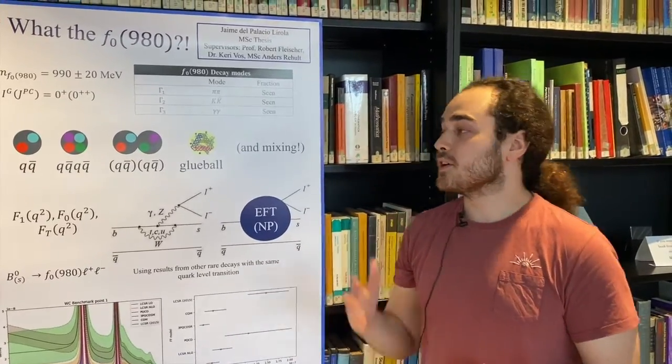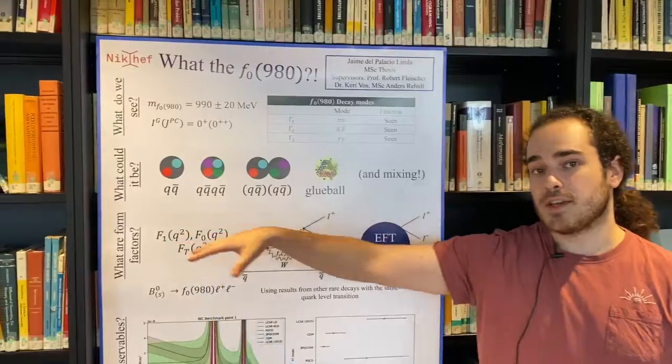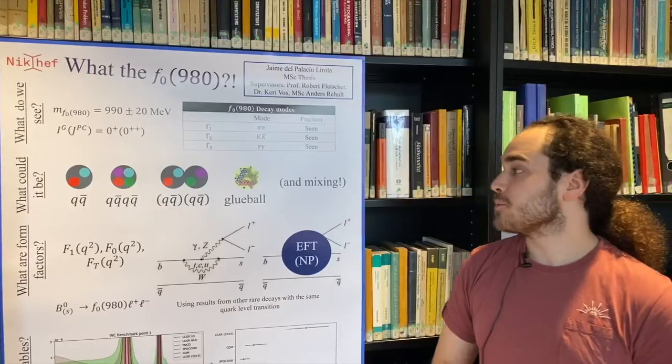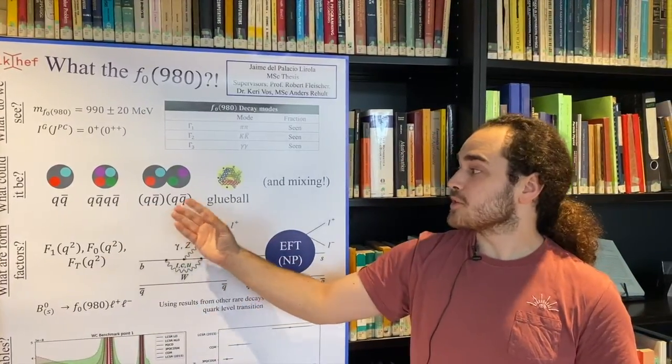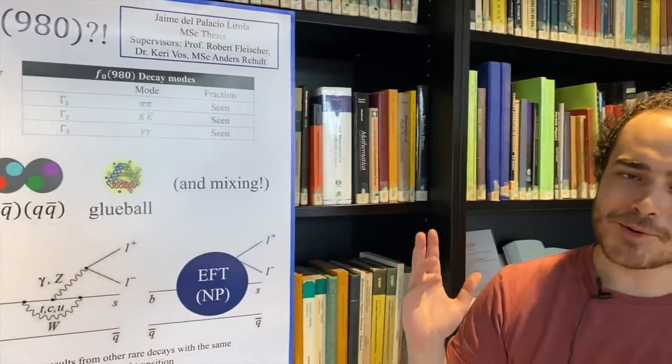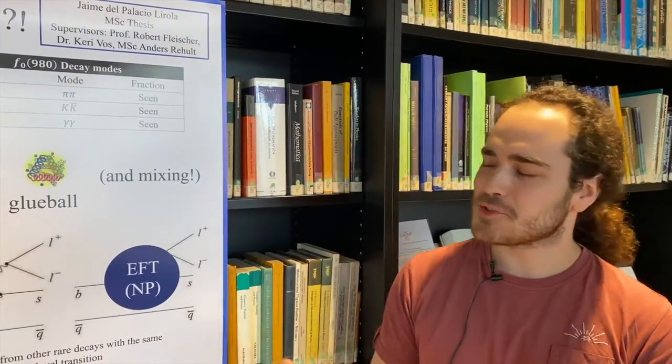Usually, these kinds of particles are considered QQ-bar states, meaning a quark and an antiquark. It could also be a tetraquark, a QQ-bar molecule. Then, if you want to go a bit weirder and more into it, they could also mix.